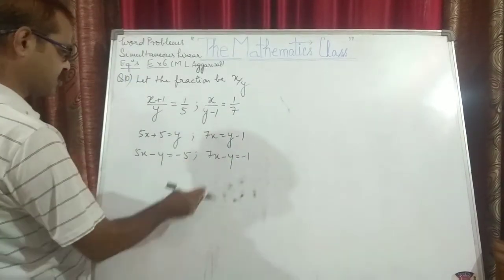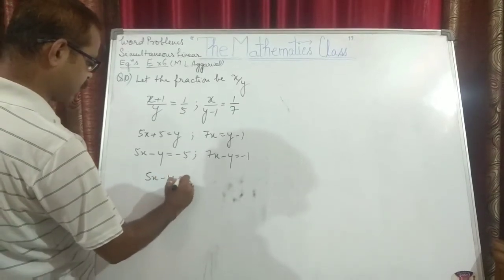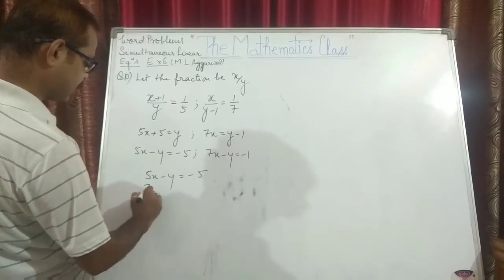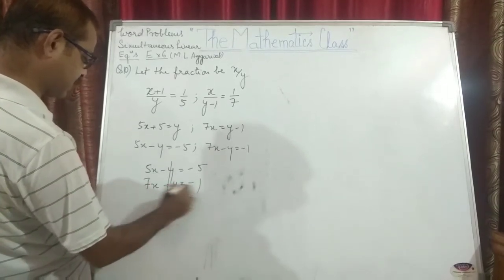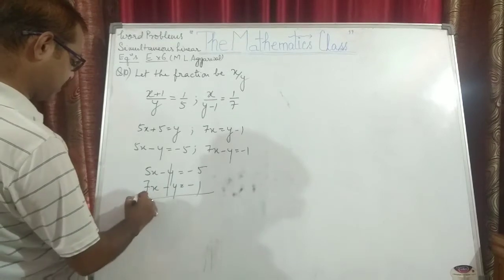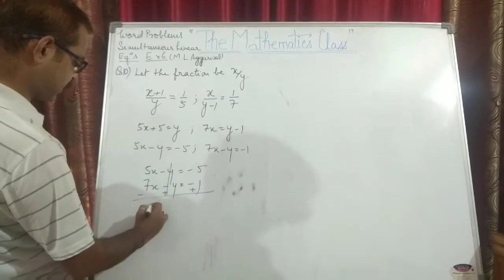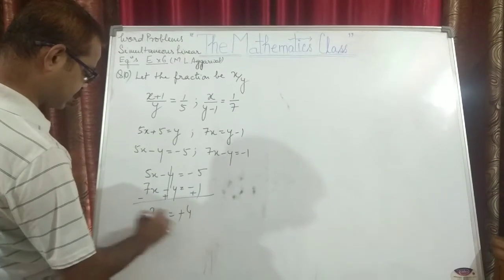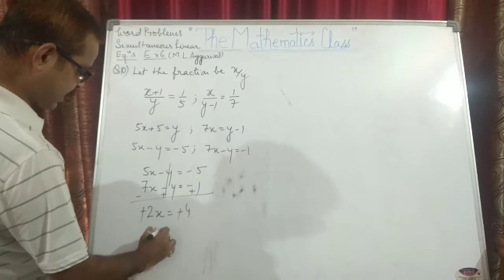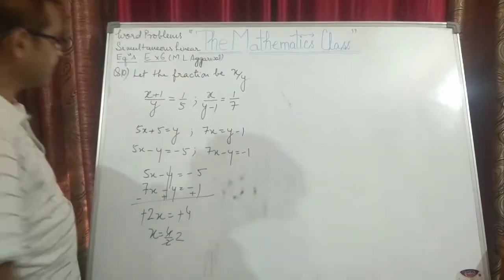Now we can solve these two by elimination method. So 5x minus y is equal to minus 5, 7x minus y is equal to minus 1. This y cancelled, and minus plus plus means we subtracted these two. So this becomes minus of 2x is equal to minus of 4. This minus minus cancelled. X becomes 4 upon 2, that is 2. Value of x is 2.